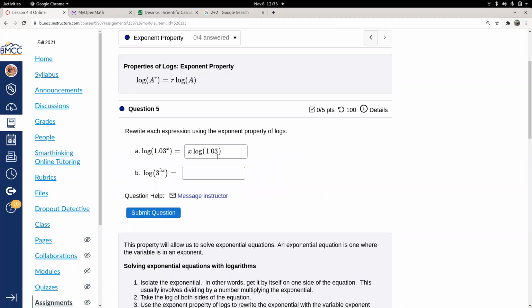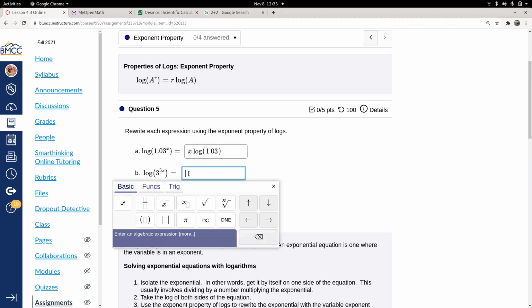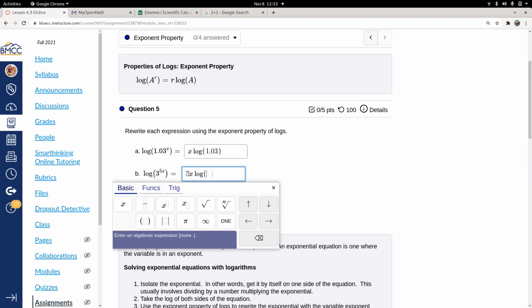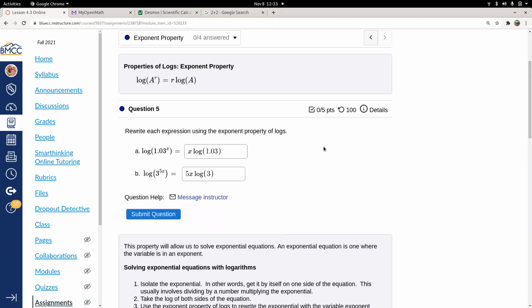So that would be my answer to the first one. Second one, the power is a bit more complicated, but the whole thing pops out. So for me, the 5x would pop out. And I would be left with that times the log of just 3. Oops, 3. And when you start a parentheses, close the parentheses. That's important.